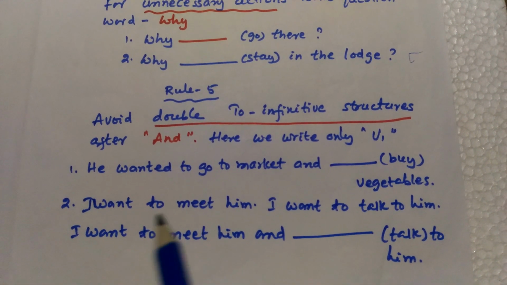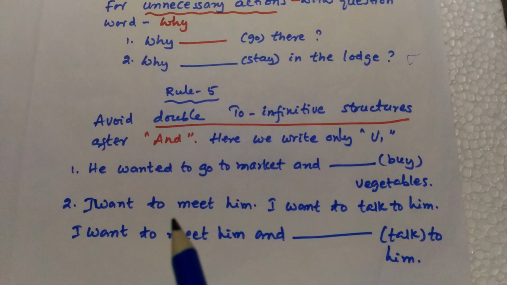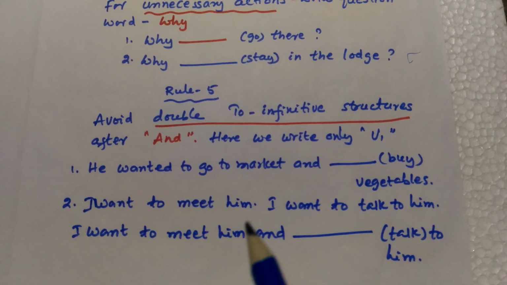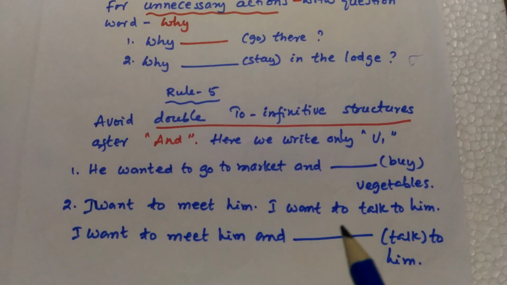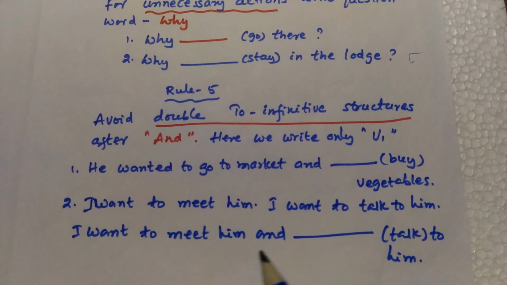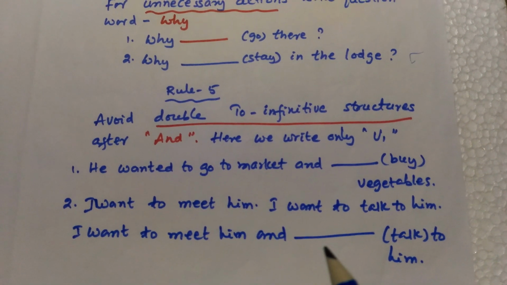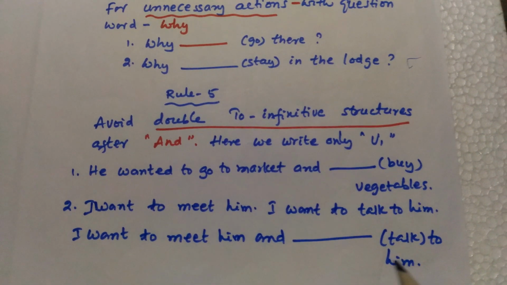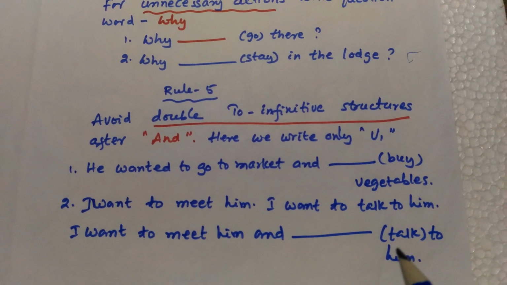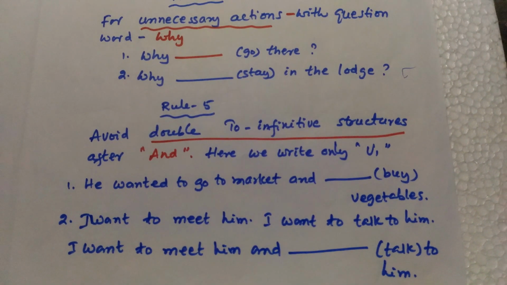Example number 2. I want to meet him. I want to talk to him. Here, two infinitive structures are there. To meet, to talk. So, when these sentences are joined together, one to preposition will be avoided. Look at this one. I want to meet him and talk to him. Here, we have avoided writing to before this verb. Only verb 1 form is to be written here. Now let us see some more rules.